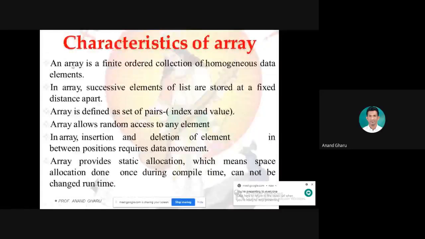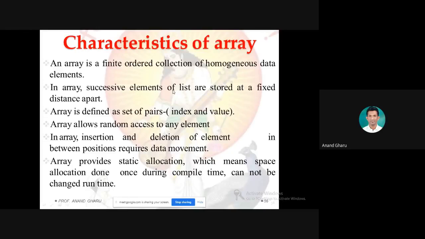Characteristics of array. As we know, the array is a finite ordered collection. Okay, it contains homogeneous data elements, means same type of element, either integer or character. So this is one of the characteristics of array. Array is a finite ordered collection of homogeneous data elements. You can note down the point.